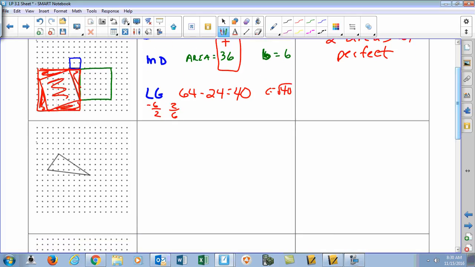Let's go down to the next one. Now again, it's hard to tell because that triangle's tilted, but let's work it out. All right? Would you agree the small side is right here?